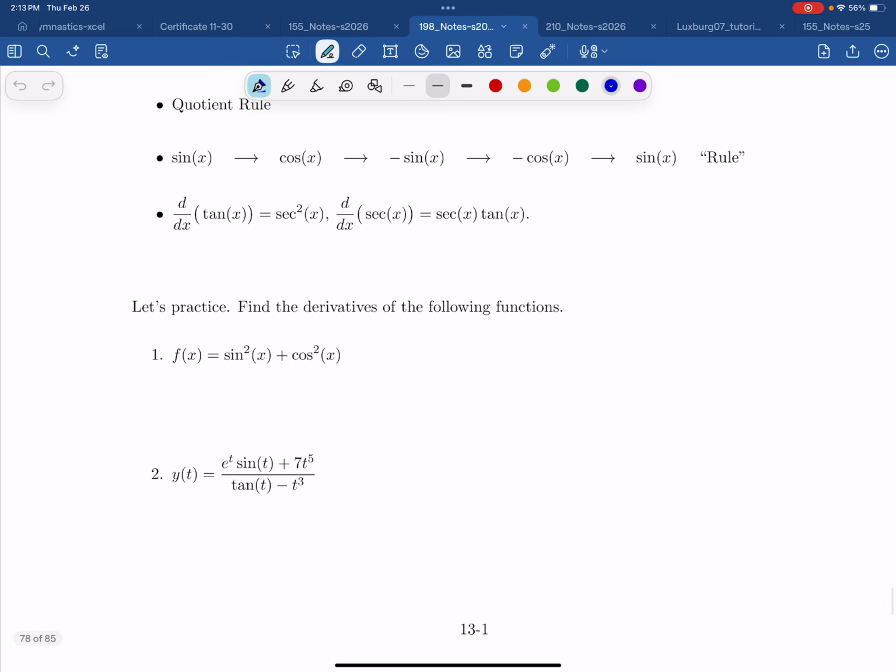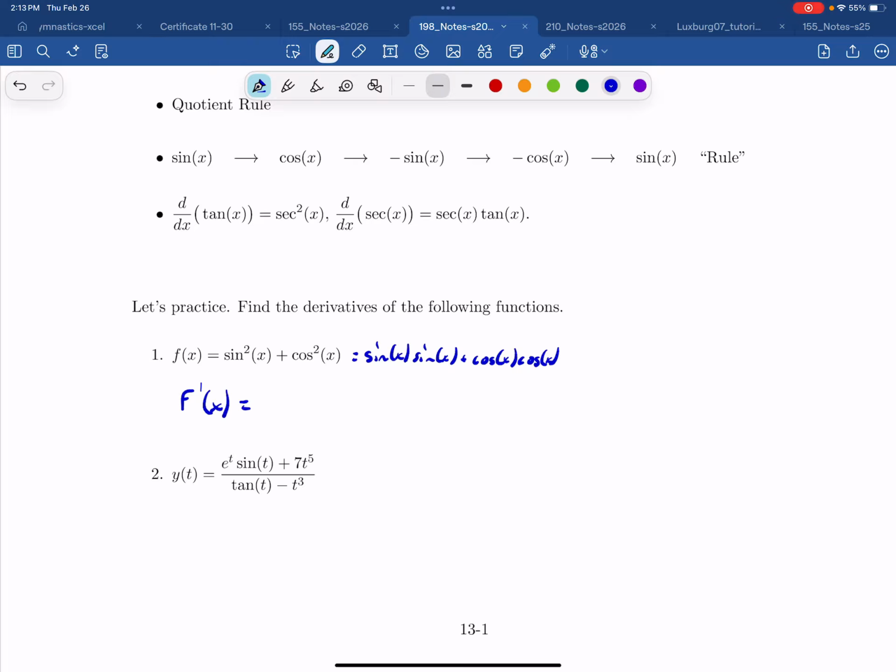Just for some quick practice, let's review. All right, we've got this. Now, if you want to do it a long way, you could say, okay, well, the derivative of f is going to be, first of all, this is the same as sine of x times sine of x plus cosine of x times cosine of x.